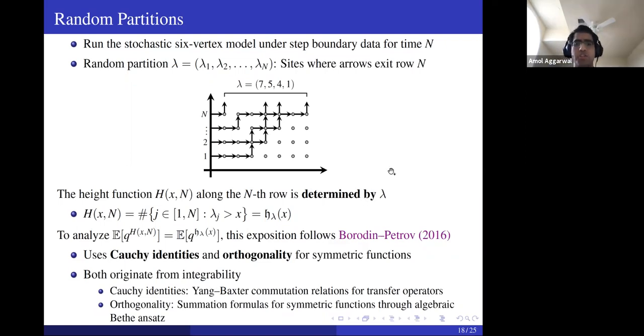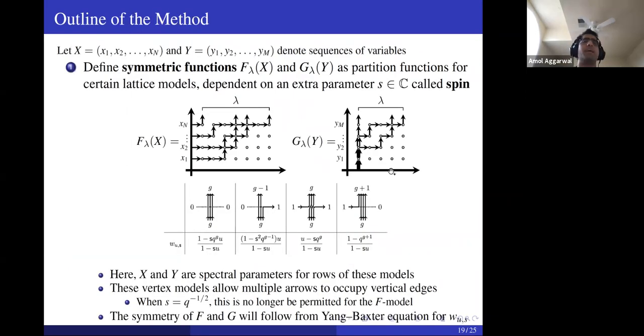Okay, so let me start to explain how this works in a little bit more detail. Again, I apologize, I'm going to be a little bit sketchy here. So let x and y denote these sequences of variables. The first thing one does is define a family of symmetric functions, denoted by f of lambda of x and g of lambda of y.